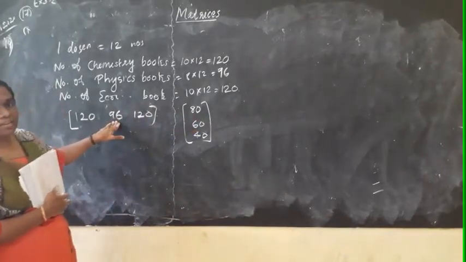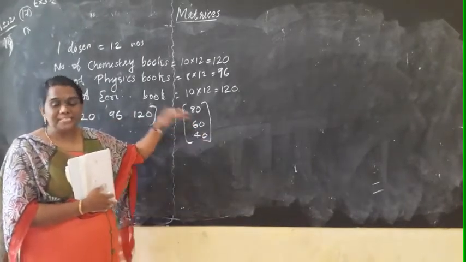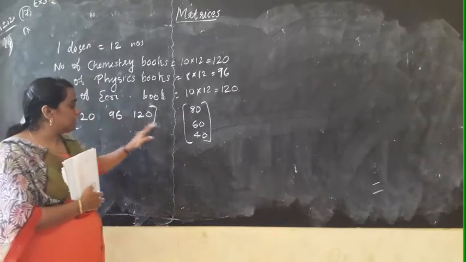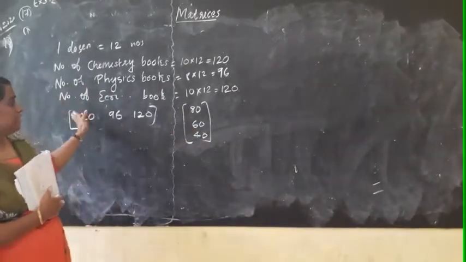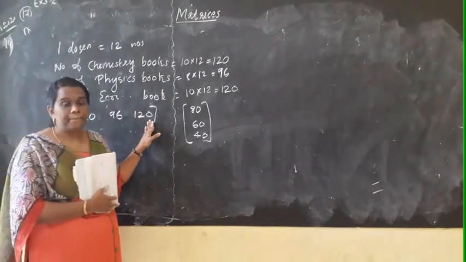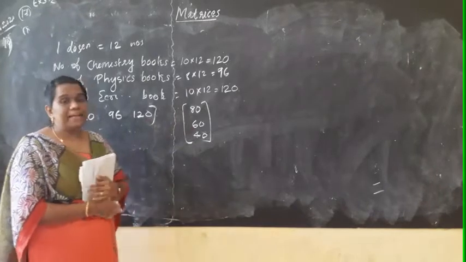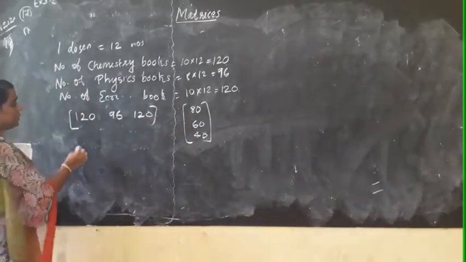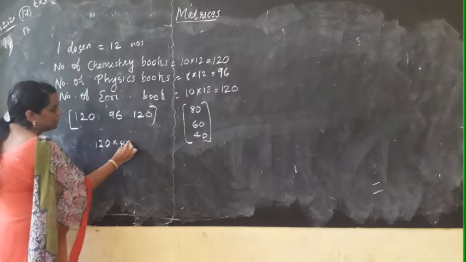Then physics books, 96 physics books are there. Then one book costs rupees 60. Like that, that is why we write the number of books as a row matrix and their amount as a column matrix.